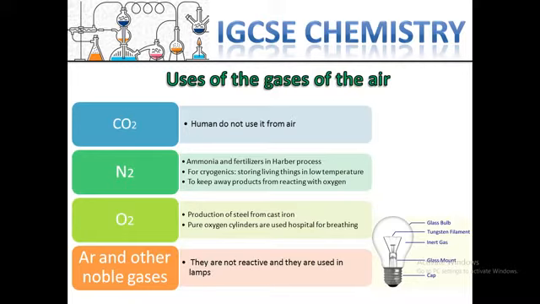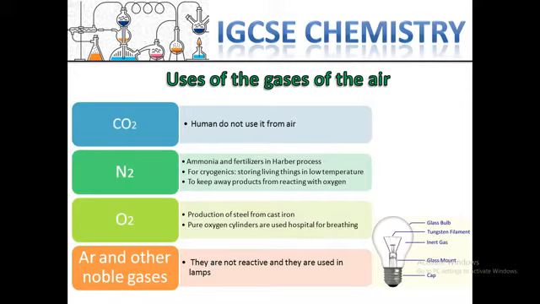And another useful gas is oxygen. Oxygen can be used for production of steel from cast iron, and this process happens in factories. And pure oxygen cylinders can be used for breathing in hospitals, for patients who need to breathe artificially. Doctors or nurses use oxygen cylinders, which is obvious, and we all know about that.